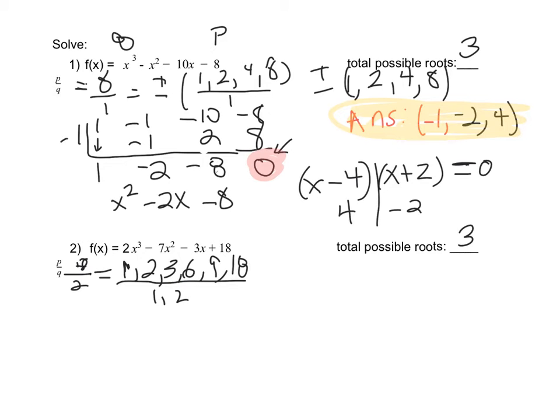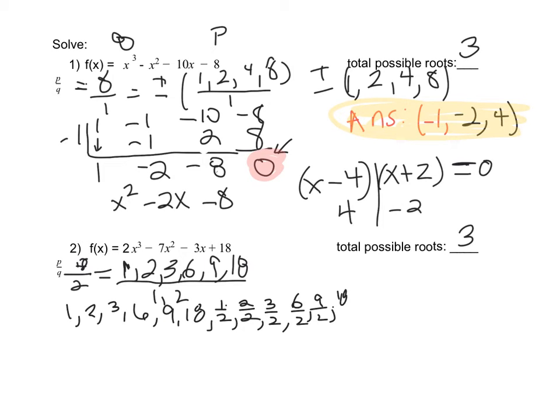And then I'm going to cross off. So every number over 1 is just going to be that number. So 1, 2, 3, 6, 9, 18. Okay, then I'm going to list them all over 2. So that's going to be 1 over 2, 2 over 2, 3 over 2, 6 over 2, 9 over 2, and then 18 over 2. Okay, then I'm going to look, and I'm going to cross off ones that I don't want anymore.